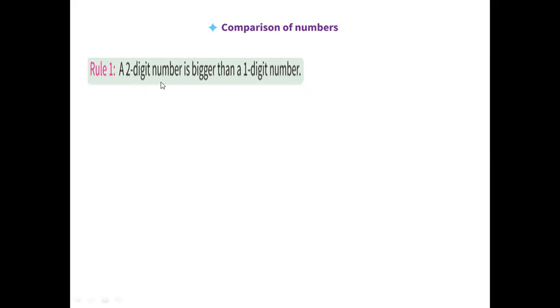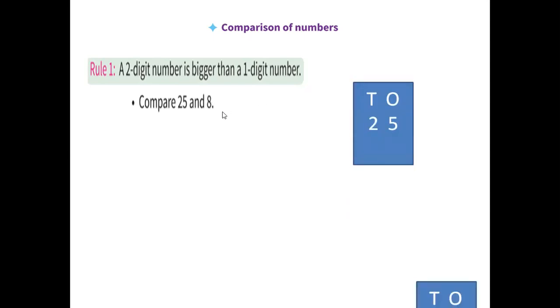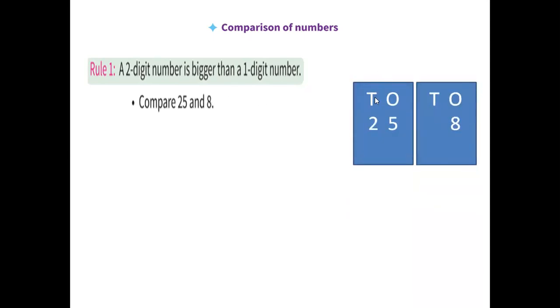A two-digit number is bigger than a one-digit number. Always a two-digit number is bigger than a one-digit number. See here, 25 is bigger than 8, right? Like that, see here, T is called tens and O is called ones, right? See, tens place, ones place. Both have numbers. Here only the ones place has a number.